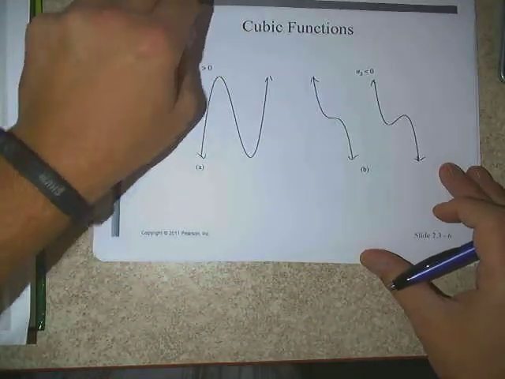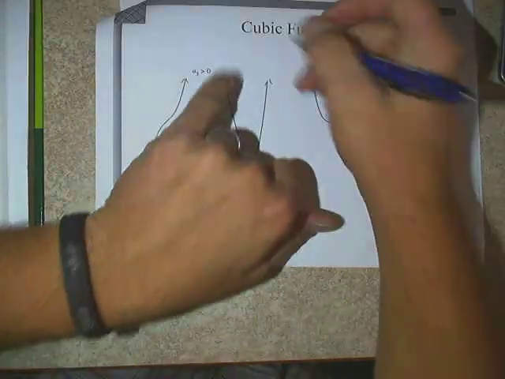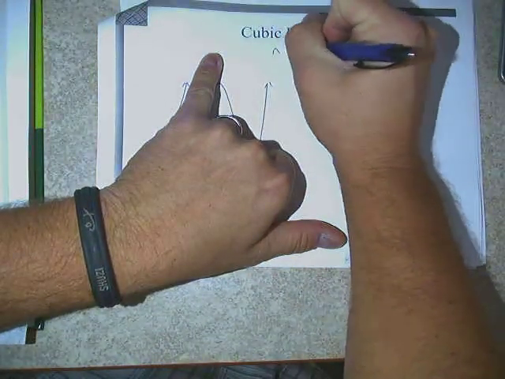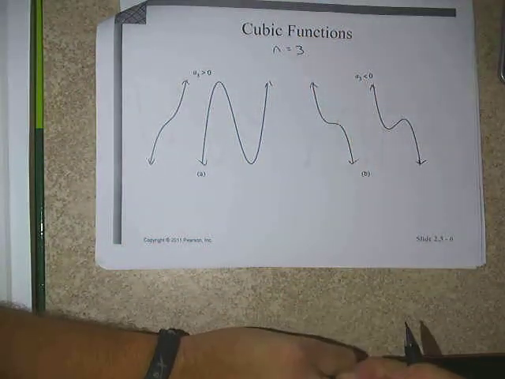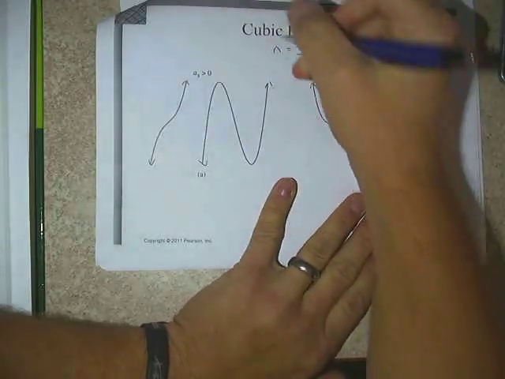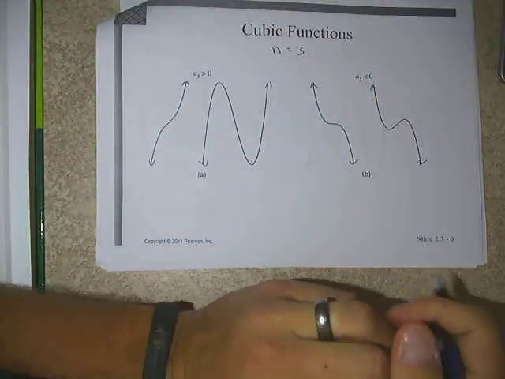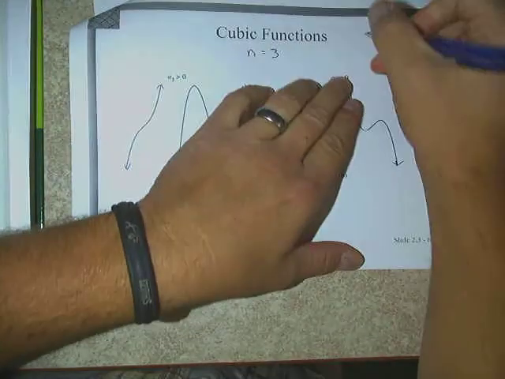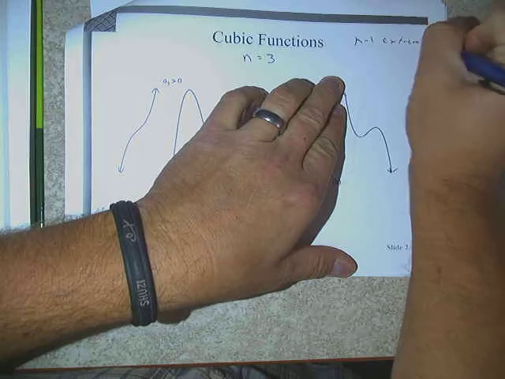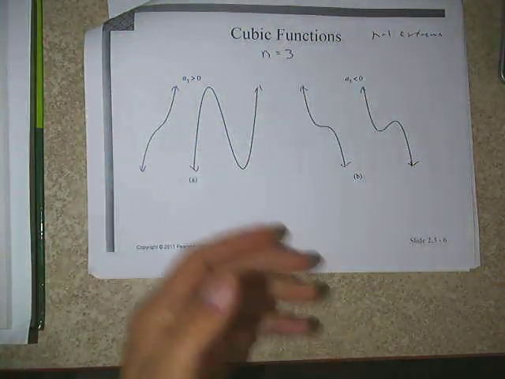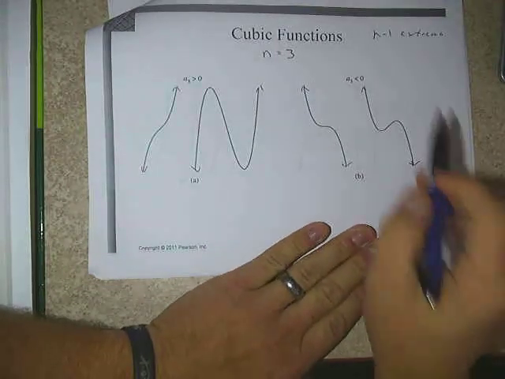Now, to illustrate that, I want to go back to those two pictures that we just looked at. We can do this with any powered function that we want to, but we're going to do it with a cubic function first, and I want to illustrate both of those points. When I have a cubic function, that means that my n is equal to 3, and the highest power term would be cubic. That means the power is 3, and what the rule just said is that we have at most n minus 1 extreme values.